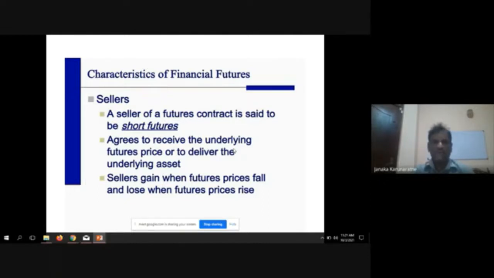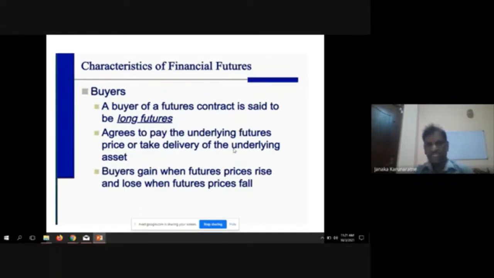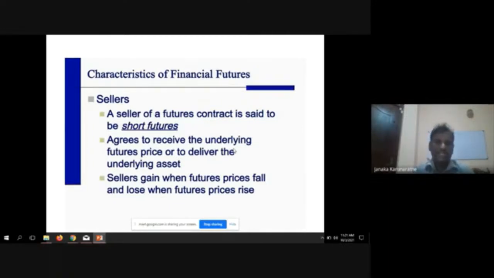Otherwise you have to deliver the underlying asset. Earlier, the delivery of the underlying asset, or taking delivery of the underlying. Here you have to sell the asset or receive the futures price. Now sellers gain when the price drops.